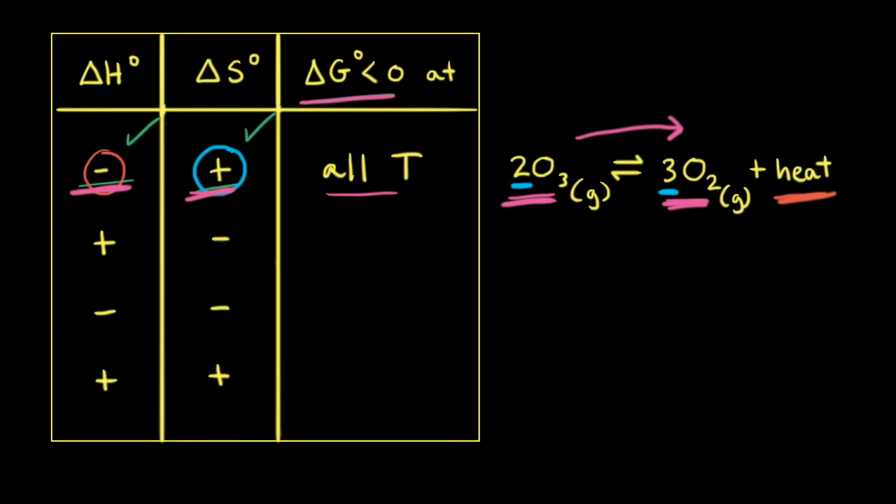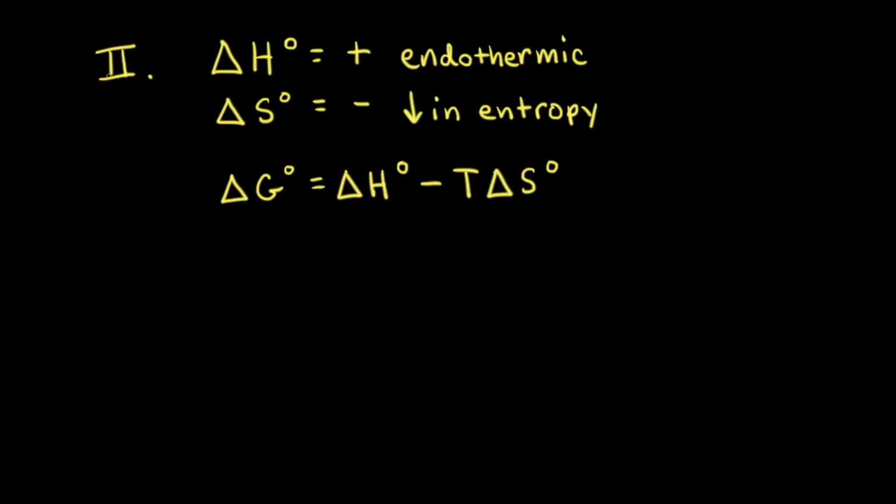And this reaction would occur at all temperatures. The second possible combination for the signs is when delta H naught is positive and when delta S naught is negative. When delta H naught is positive, that's an endothermic reaction, and when delta S naught is negative, there's a decrease in entropy going from reactants to products.